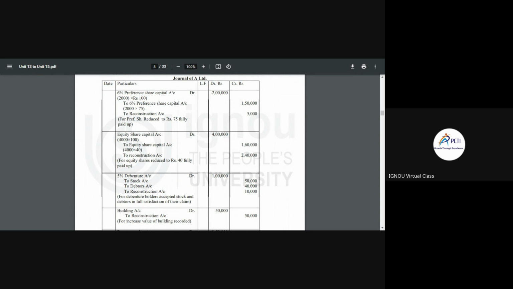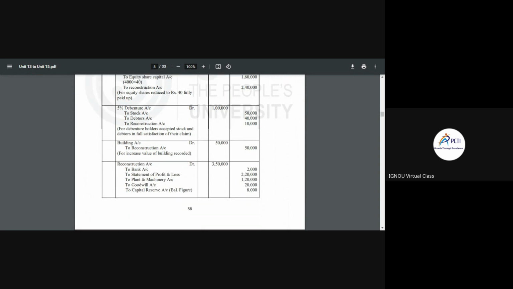Next entry for equity share capital. So equity share capital account debit, and the whole amount of equity shares we need to write here, that will be 4,000 multiplied by 100, that will be 4 lakh. Then to equity share capital account, 4,000 multiplied by 40, that will be 1,60,000. Then to reconstruction account, that will be 2,40,000.